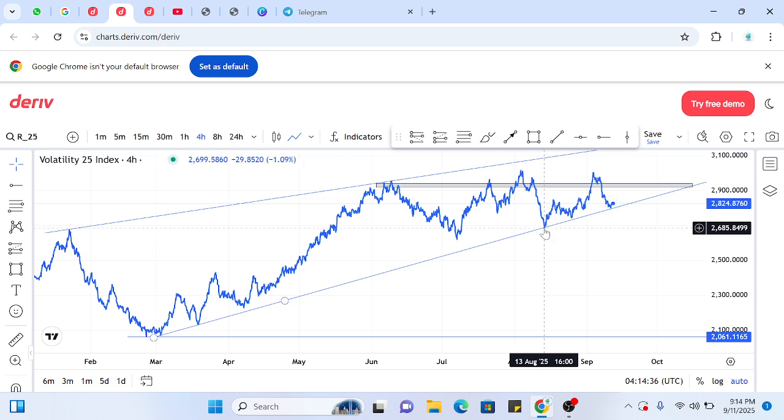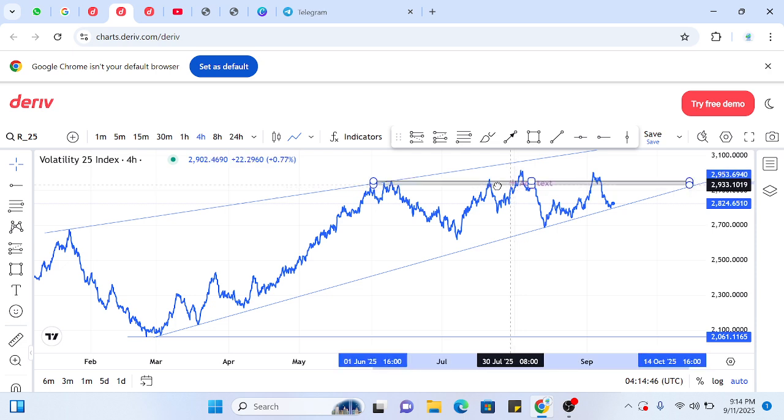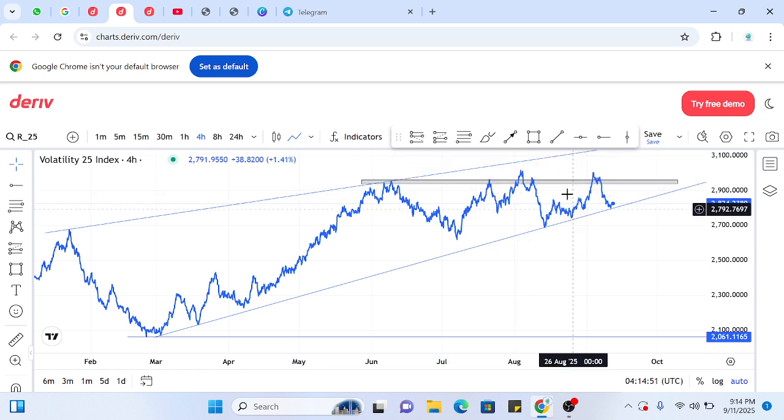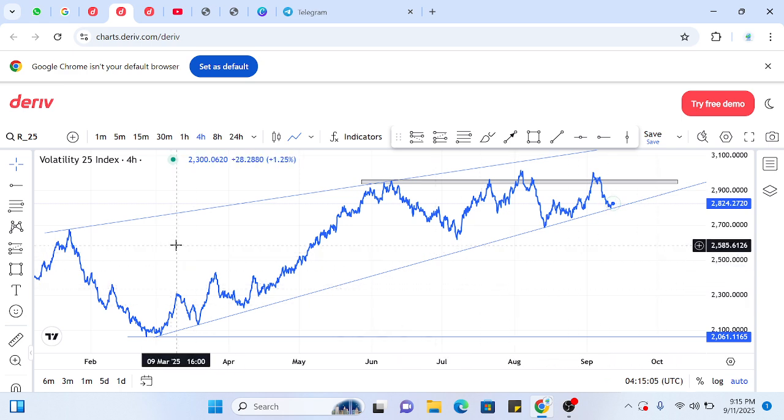reacted exactly at this point where it was trying to give the first break, and tried reacting again from this point where it was trying to give another break. So this zone, which we said is a level of multiple resistance, price actually went to that zone, respected it, and has done another drop. So what we would like to see is for price to break this point and we are in on a long-term sell for volatility 25.